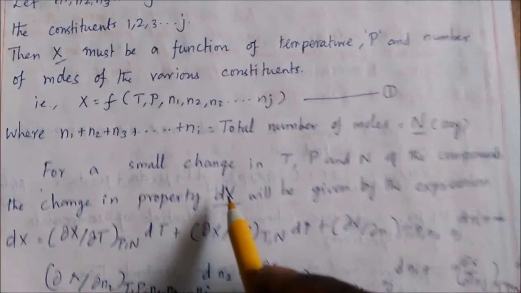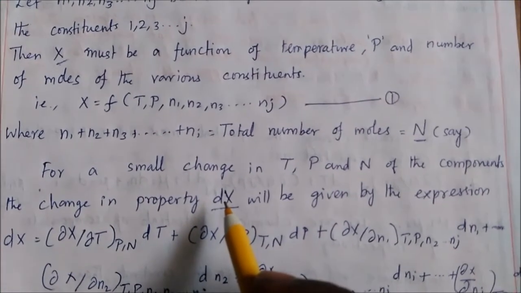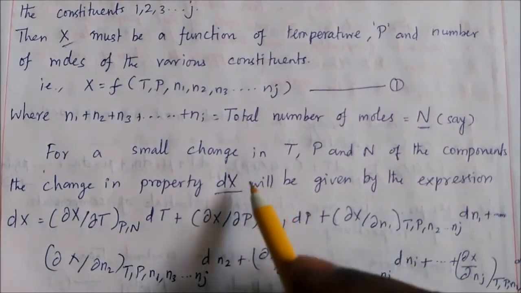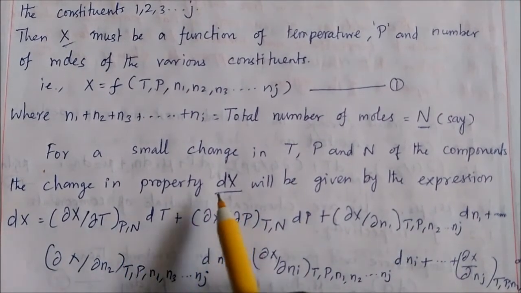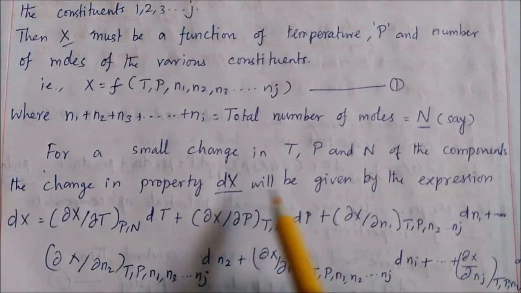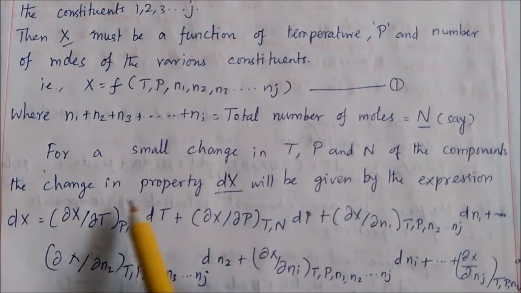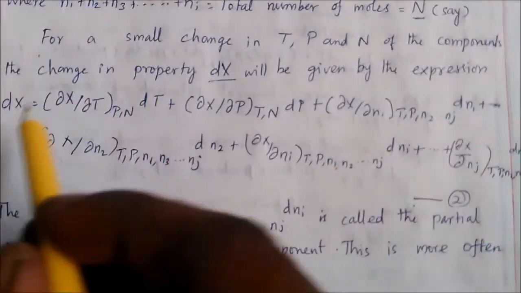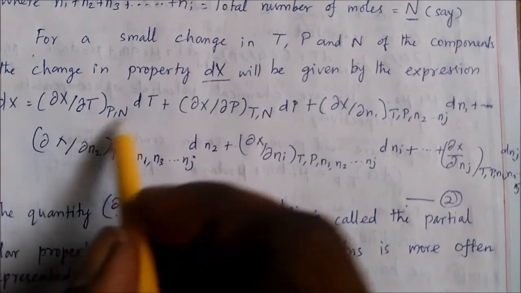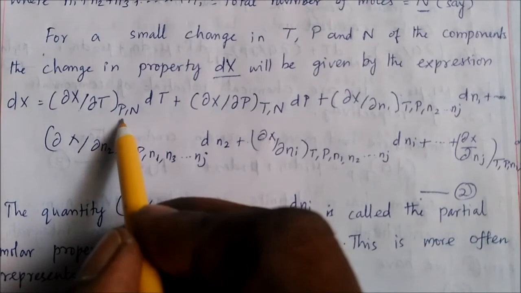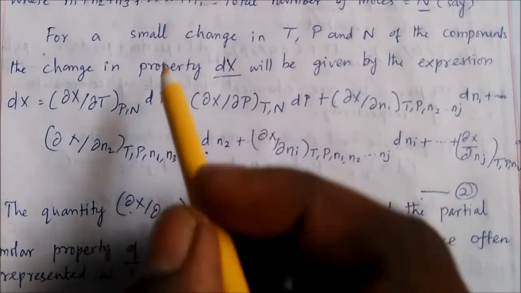If we know differentiation, then this will be very helpful in understanding this derivation. Otherwise no problem, this is only simple. Okay, dx is a difference in x, the property x will be given by the expression. How it is explained, now let us see. dx is equal to dou x by dou T at constant pressure and number of moles into dT.